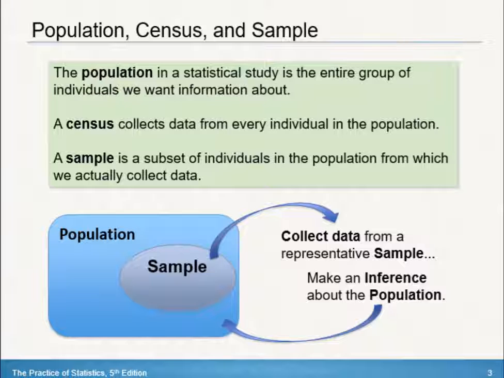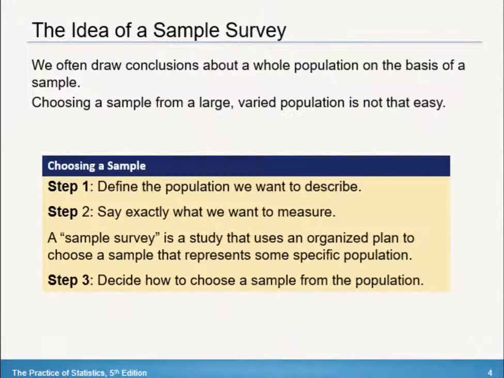So the idea is you have this population of things you want to gather information about. From that, you take a sample and collect data about the sample. From the sample, you make an inference about the population. You say, hey, if this is true of the sample, it must be true of the population. Okay, so that's the idea of it. We draw conclusions about a whole population on the basis of a sample.